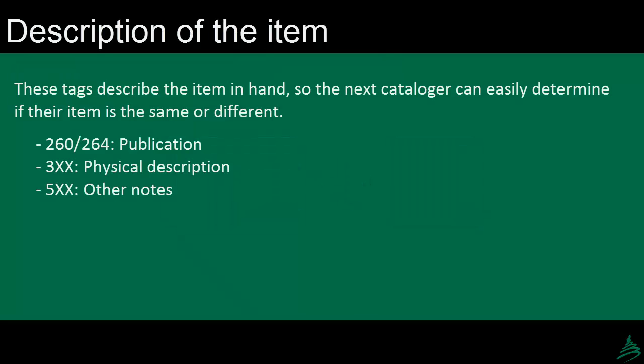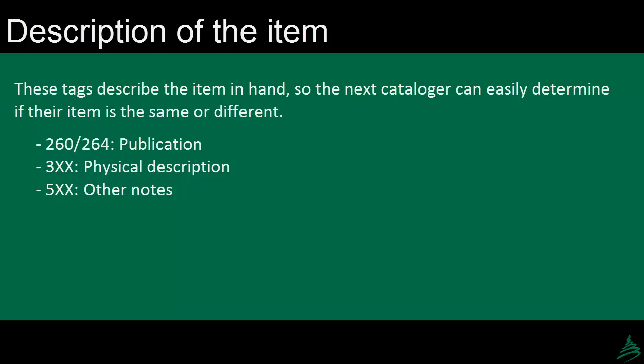On to the description of the item. Now with AACR2 and RDA, we've got two different sets of rules, or we have two different ways of typing in the same information. So in the 260 or the 264 fields, those are your publication fields. The 300 or the 3XX is the same, it's the physical description, and then there are the 5XX fields, or your note fields.